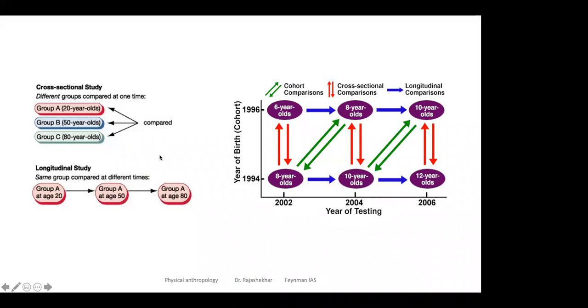If you're comparing whether 50 grams of protein, or 70 grams, or 100 grams of protein is sufficient for supporting the growth of 2-year-old, 4-year-old, 6-year-old, 8-year-old, that is called a cross-sectional study. So at a given point of time, you are studying different groups or different sections. Cross-section.